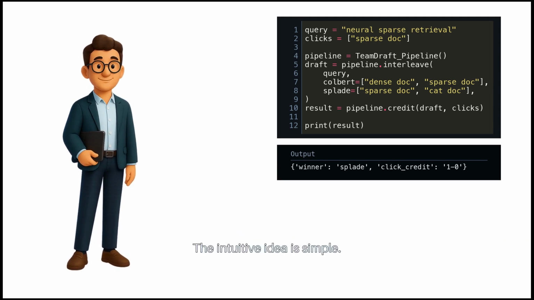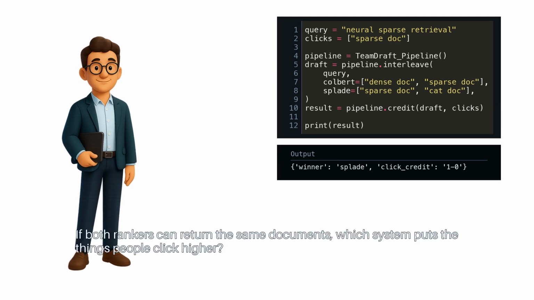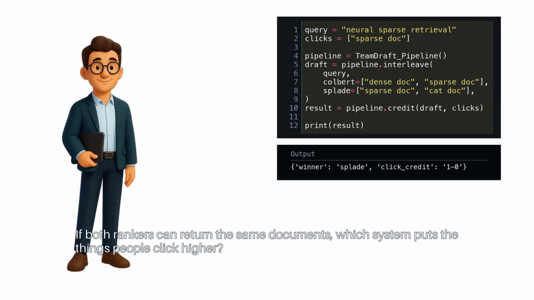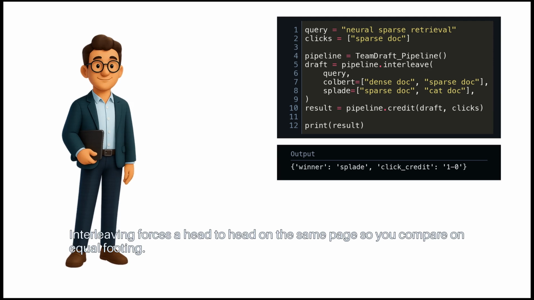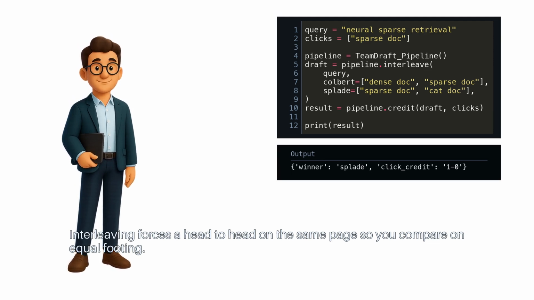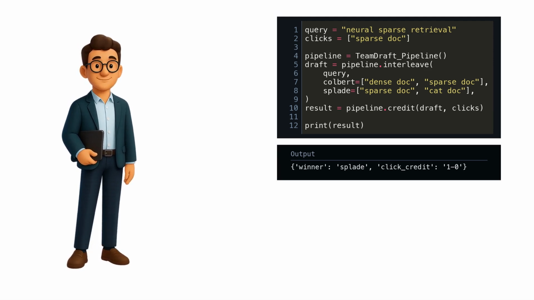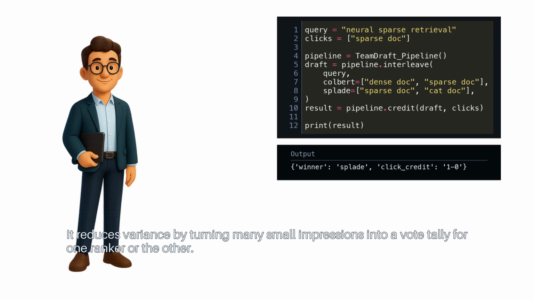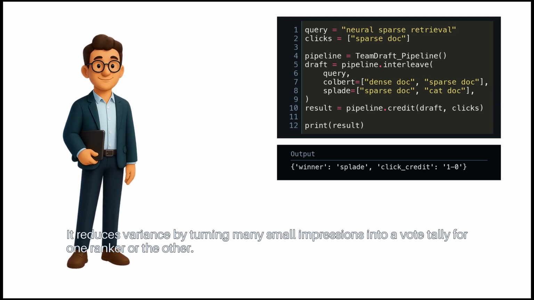The intuitive idea is simple. If both rankers can return the same documents, which system puts the things people click higher? Interleaving forces a head-to-head on the same page so you compare on equal footing. It reduces variance by turning many small impressions into a vote tally for one ranker or the other.